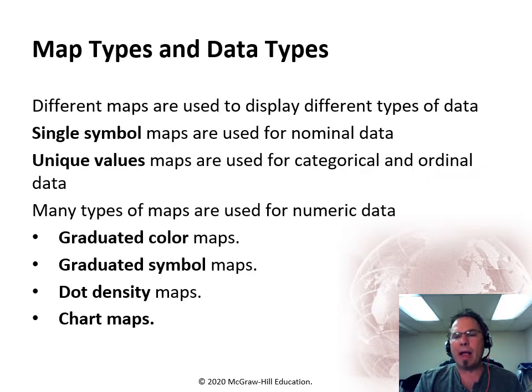So when you're making maps, you're not just putting data on a map to show people. You're trying to tell a story. And different maps are used to display different types of data. So you have to understand the different kinds of data there is.